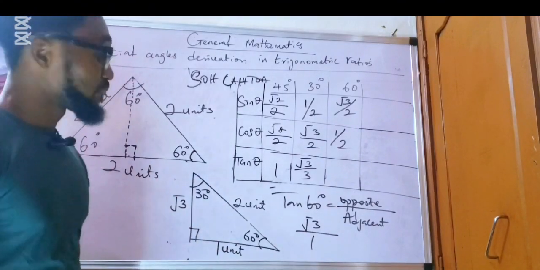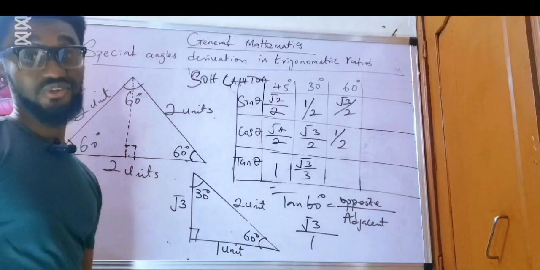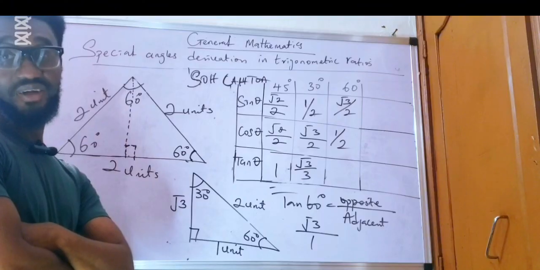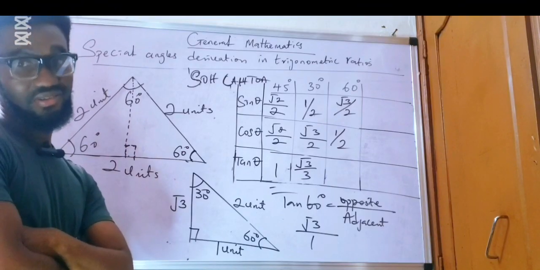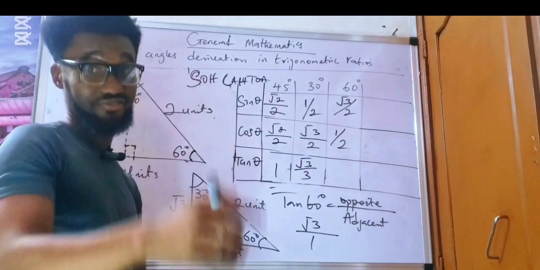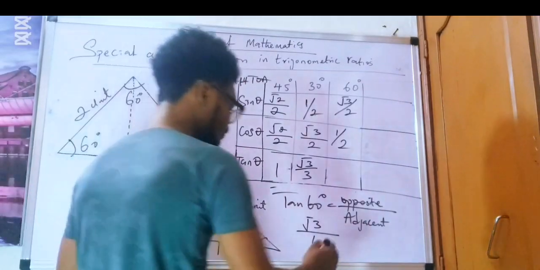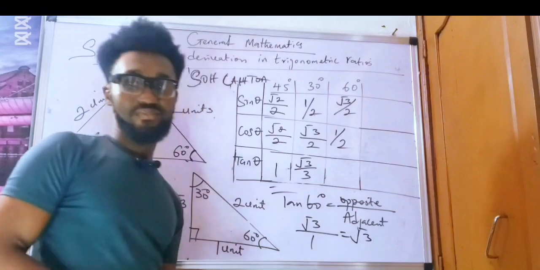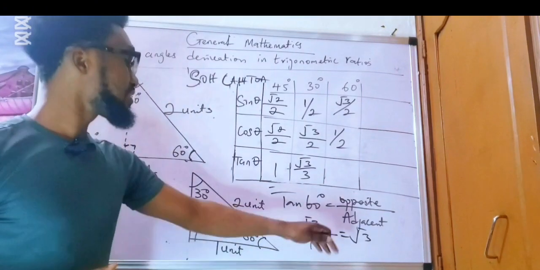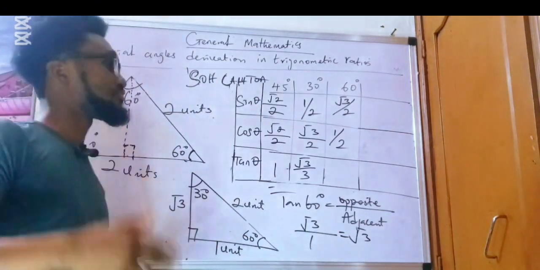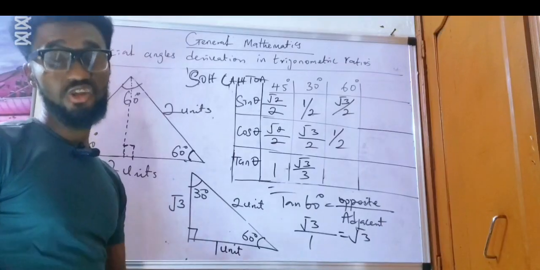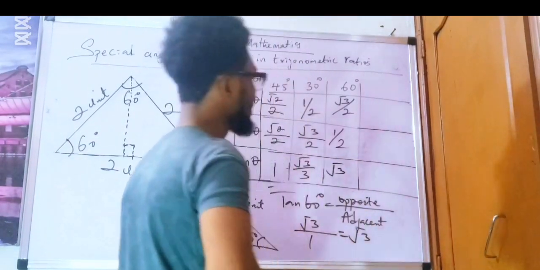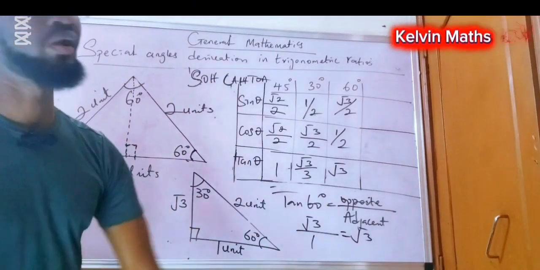So at this point, when we have root 3 divided by 1, what is that? It is root 3, because anything divided by 1 is still that. Your head divided by 1 is your head. So root 3 divided by 1 gives you root 3. So at this point, we can say that tan of 60 degrees is equal to root 3. We have derived everything we need. So at this point, we are done.